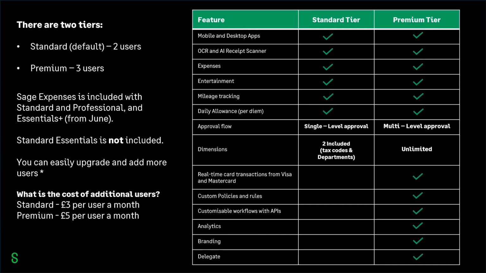With standard, it's all about keeping expenses simple. It helps your team quickly capture receipts, claim mileage, and submit expenses on the go with a clear, straightforward approvals process. Premium is for businesses that need more control. It supports complex approvals, gives you better visibility, and pulls in real-time card transactions, so finance teams can stay on top of the spending without chasing paperwork.